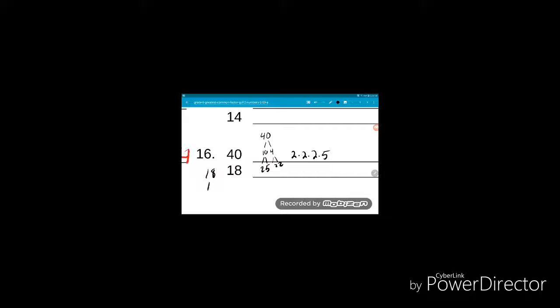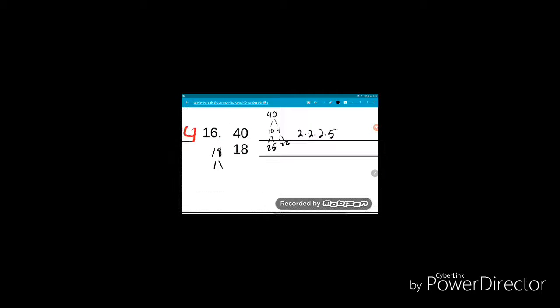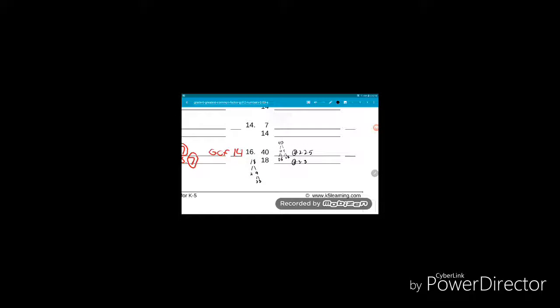For 18, 2 times 9. 9 is 3 times 3. So it's 2 times 3 times 3. What factors do they have in common? Well, they have a 2. And that's it. They have nothing else. The other one has a 5, the bottom doesn't. So the greatest common factor of these two is 2.